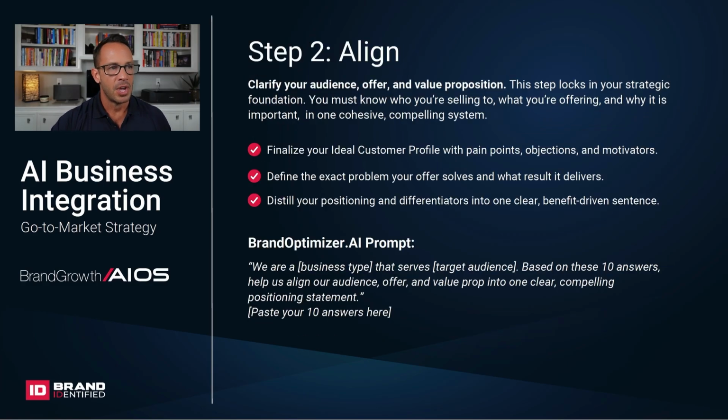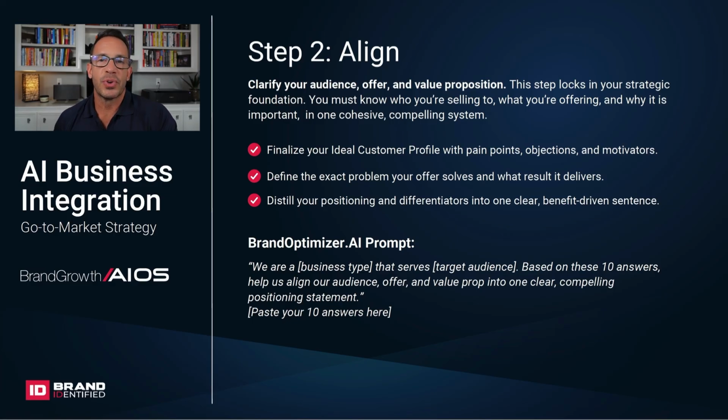So step number 2 of this framework is to align. Clarify your audience, your offer, and your value proposition. This step locks in your strategic foundation. You must know who you're selling to, what you're offering, and why it is important in one cohesive, compelling system. So finalize your ideal customer profile with pain points, objections, and their motivators. Define the exact problem that your offer solves and what results it delivers, and distill your positioning and your differentiators into one clear, benefit-driven sentence.